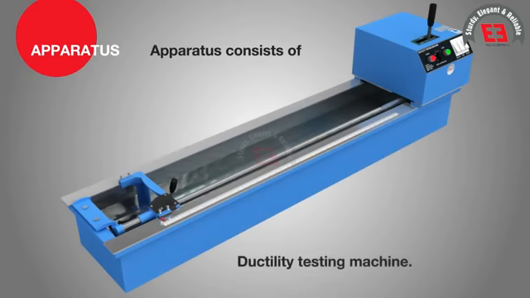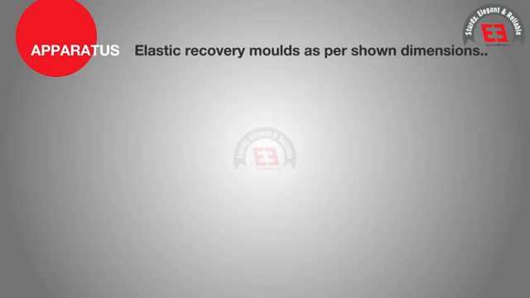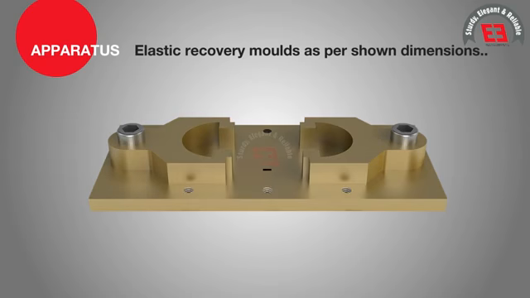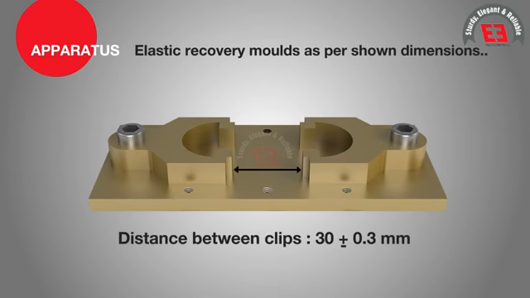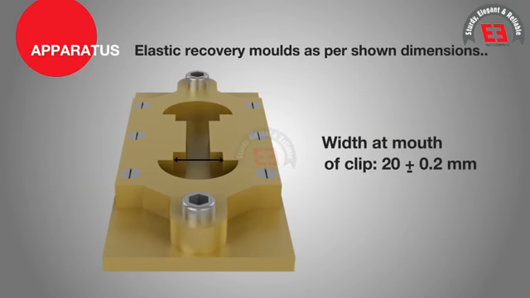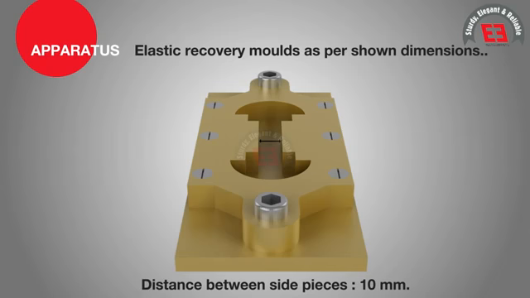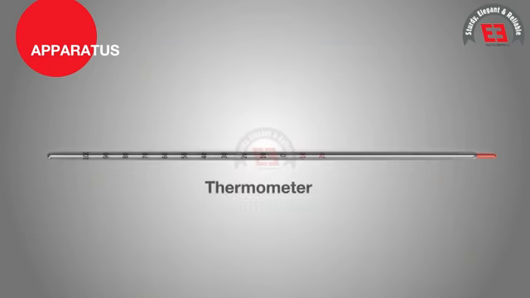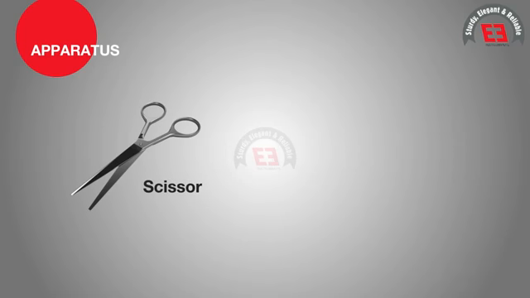Apparatus. The apparatus consists of a ductility testing machine, elastic recovery molds as per the shown dimensions: length 75 mm plus or minus 0.5 mm, distance between clips 30 mm plus or minus 0.3 mm, width at mouth of clip 20 mm plus or minus 0.2 mm, distance between side pieces 10 mm, thickness of the mold 10 mm plus or minus 0.1 mm, thermometer, scissor and scale.